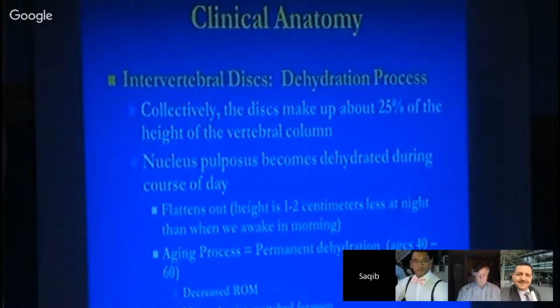So collectively, the discs make about 25% of the height of the vertebral column, and we said that the nucleus pulposus becomes dehydrated during the day and also with age, and this is a major contribution to decreased range of motion and narrowing of the intervertebral foramen, and basically a major part of the trigger of the degeneration process.